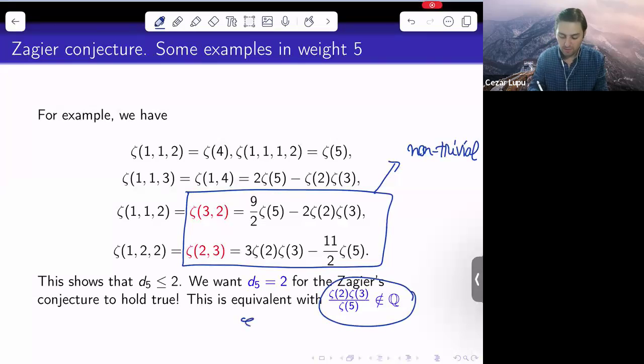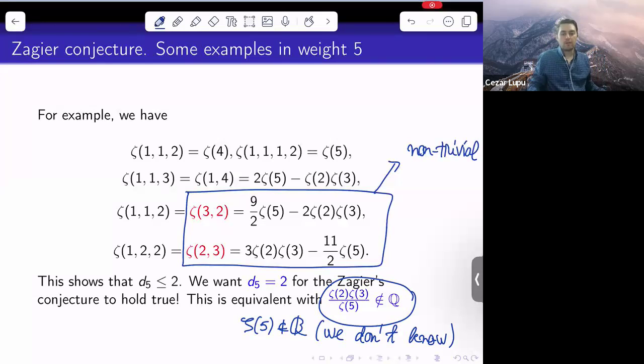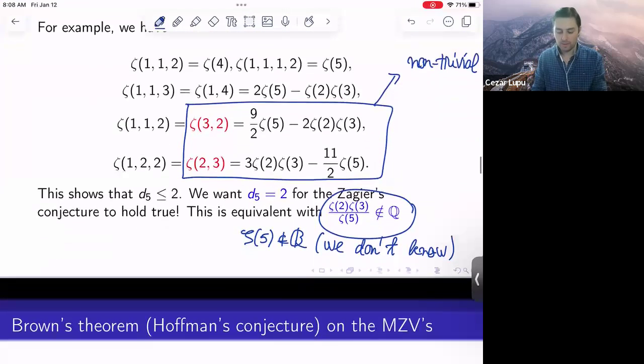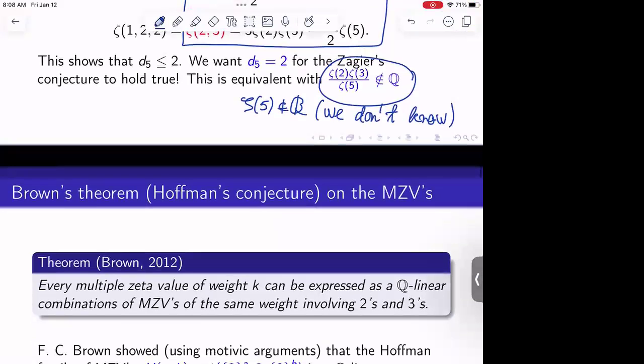But we don't know if zeta of 5 is irrational. We don't know. So even for Z_5, we don't know if the Zagier conjecture is true. As you can see, even starting in weight 5, we get some problems. And like I said, these relations that you see in the box, that we can express zeta of 2, 3 and zeta of 3, 2 in terms of these zeta values, is highly non-trivial, and I'll explain immediately.